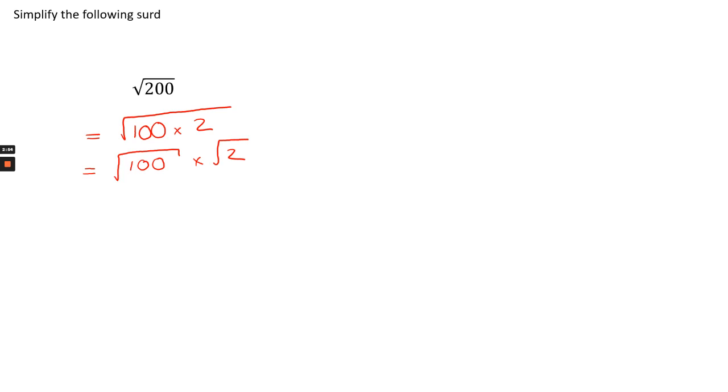Okay. The only reason I can do this, and this is a really important point, the only reason I can do this is because this is multiply. Okay. If that said the square root of 100 plus 2, then that would not be the same as the square root of 100 plus the square root of 2. Okay, that's really important. The only reason I can do this splitting is because I've got multiply there. So if I've got add, I cannot do it.